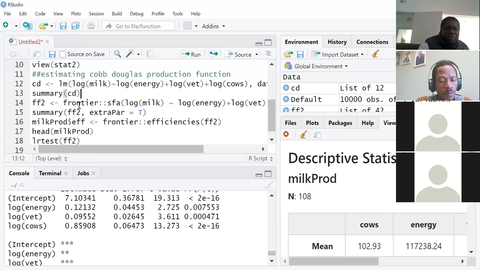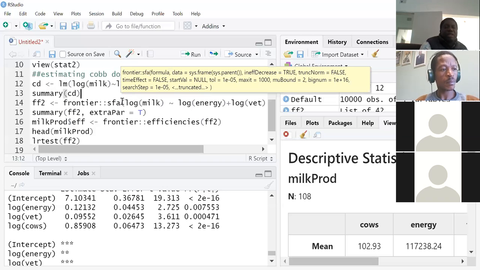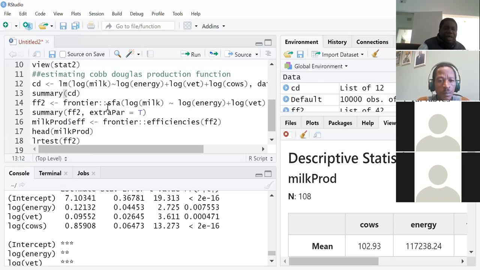So to estimate that, I call it FF2. Here I have frontier dot dot SFA. What are we doing there, Prof? We want to estimate the frontier production function here, because there's no way you can derive efficiency for each farmer without estimating the frontier production function. I want to know how efficient each farmer is. Do you understand that? To get the level of efficiency of each farmer, I first need to estimate their frontier production function. So to do that, I say frontier dot dot SFA. This is stochastic frontier analysis, SFA.